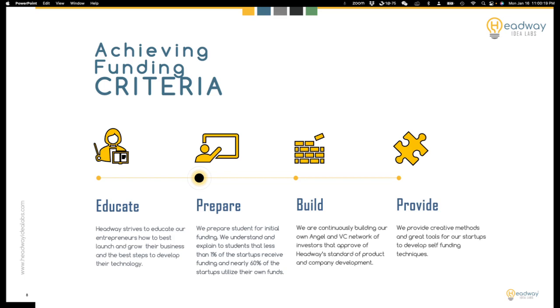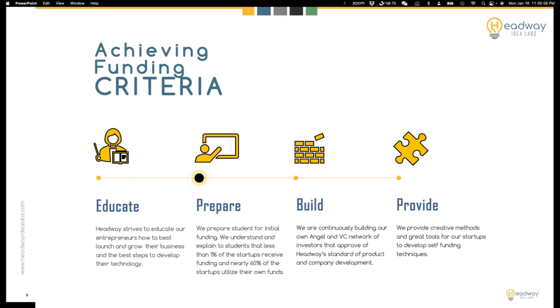But then also a few other things that we want to let you know is that Headway, some of the things we do so that companies, especially tech companies, can be funded is we like to help educate, prepare, build, and provide. Right. So this is one of our life's missions as a company, to educate entrepreneurs and innovators on how best to launch and grow their business, prepare them for their initial funding, and then help them build their product in some cases.